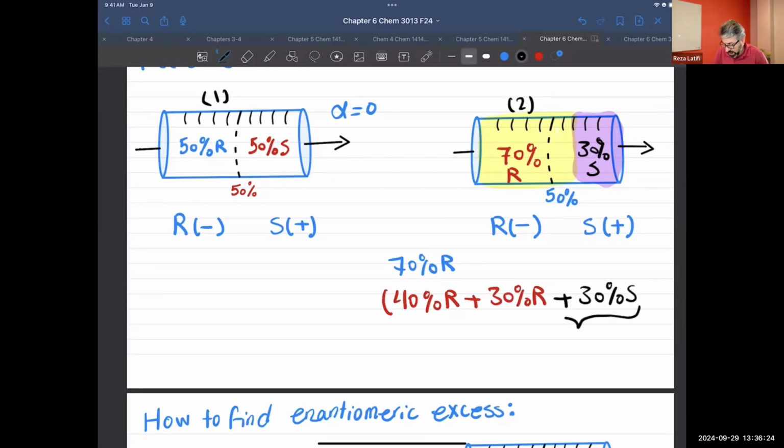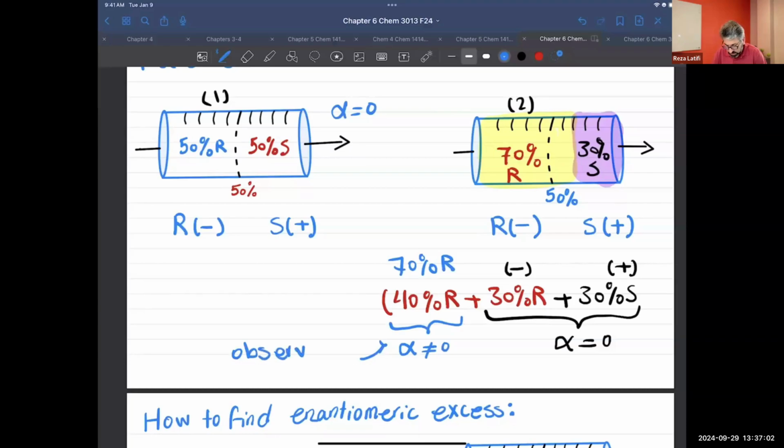These two have opposite rotation. The rotation here is negative, while for the S, the rotation is positive. 30% R will be canceled by 30% S. So the rotation for 30 plus 30 is going to be exactly equal to 0. The rotation you see is going to be because of the remaining 40%, and that's going to give you a rotation other than 0. The observed rotation will be because of the 40%.